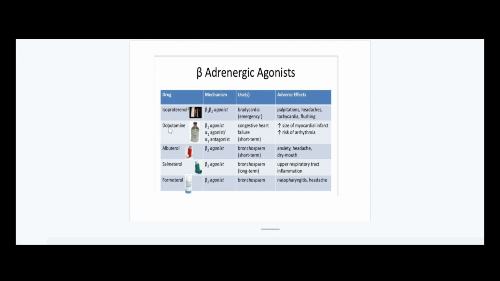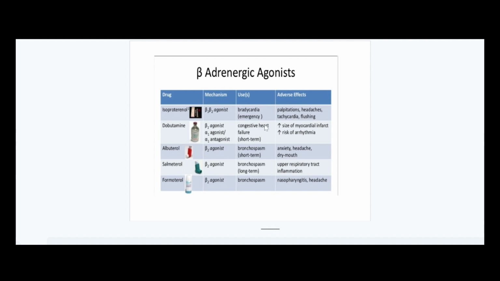We have dobutamine. Dobutamine is a beta 1 agonist and alpha 1 agonist. This is a mixed kind of agonist. It can be used for alpha 1 agonist or alpha 1 antagonist.